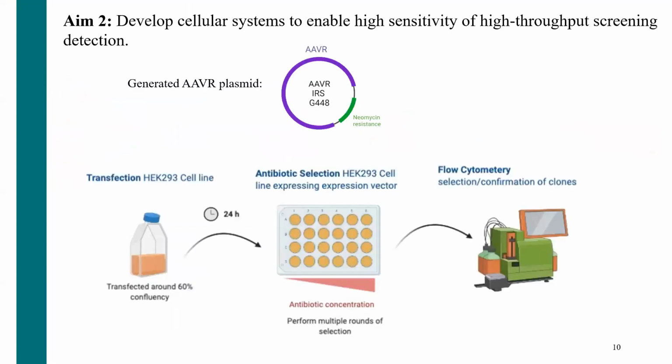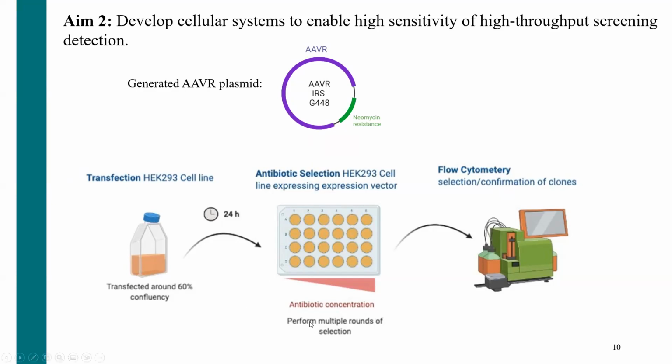So let's look at aim number 2. Aim number 2 is to basically make that AAVR cell line. So how do we do it? Well, I generated a plasmid that has the AAVR in it and the neomycin resistance gene. So we'll be able to screen for the cells that have resistance to neomycin: transfect the cells, screen, so add a whole concentration of antibiotic and see the ones that survive, confirming that they have the plasmid, and then do flow cytometry. So this sounds, again, simple, but it's not as straightforward.